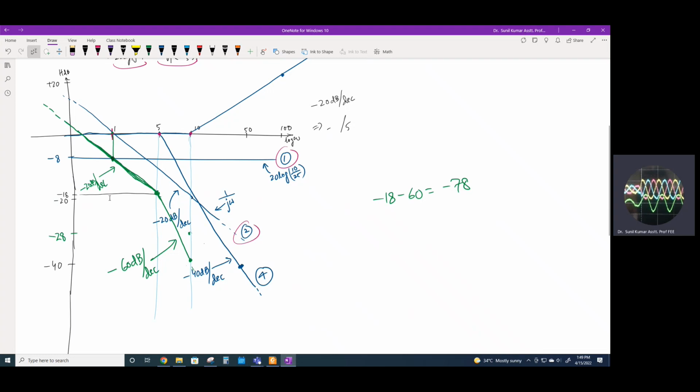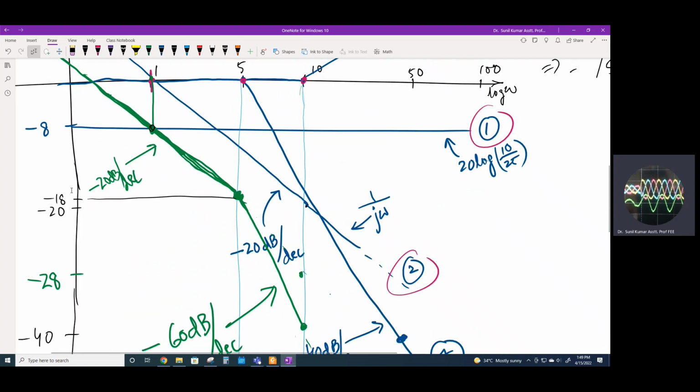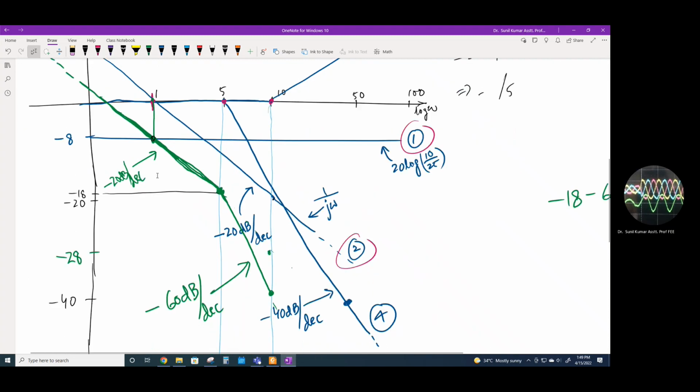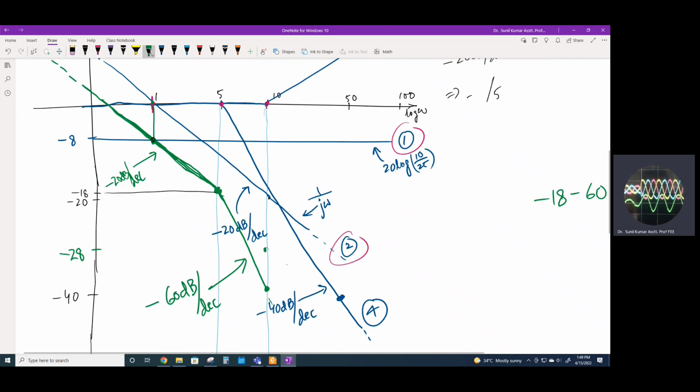Or what else we can do to draw this line is that we just draw a line of minus 60 dB per decade here, okay, and then just shift that slope line downwards up until here without knowing whether it's minus 18 or not. So let's suppose we do not calculate this value.